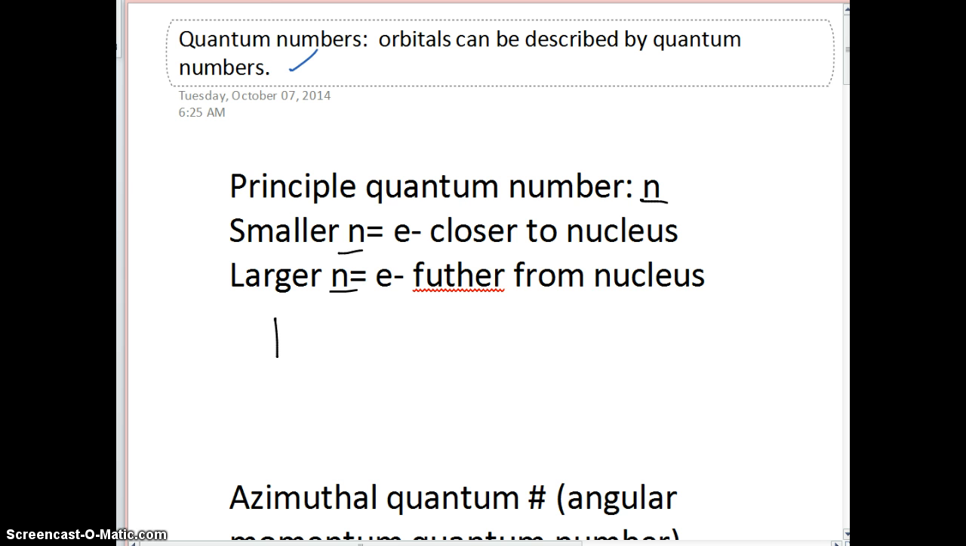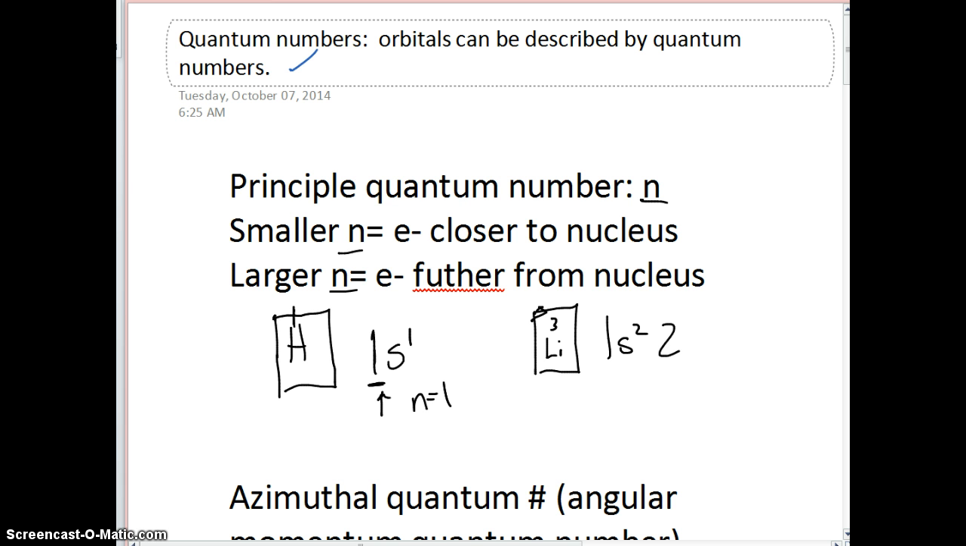Let's say we're taking an example of hydrogen, and hydrogen has one electron to deal with. And so we would say hydrogen is 1s1, and so this 1 is telling us that n equals 1 for hydrogen. If we were looking at lithium in the second period on the periodic table, lithium atomic number 3, we would do an electron configuration of 1s2, 2s1, and that would give us a total of 3 electrons, and our highest energy level there is 2, so we would say that n equals 2 for the electron that is in the 2s orbital. And so that's how we deal with principal quantum numbers.